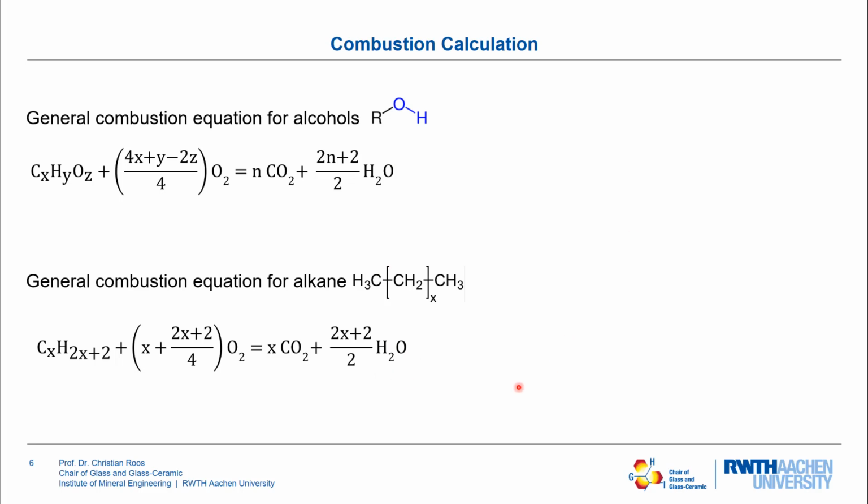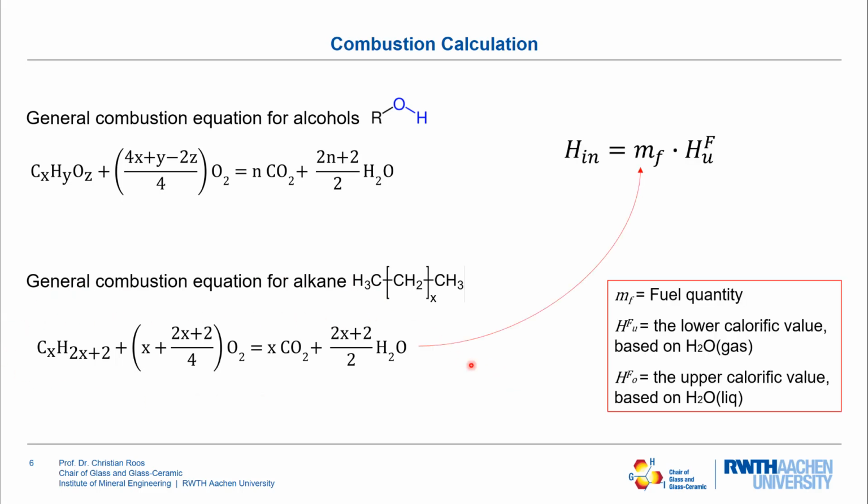Now, if we consider the combustion for alkanes, for instance like methane or ethane, you directly get the fuel quantity that is taking part in the combustion from the combustion equation. This is MF. If now the lower calorific value is also known, for instance from tabulated values, you can directly calculate the total energy input into the furnace by simply multiplying the fuel quantity with the lower calorific value of the combustion gas.